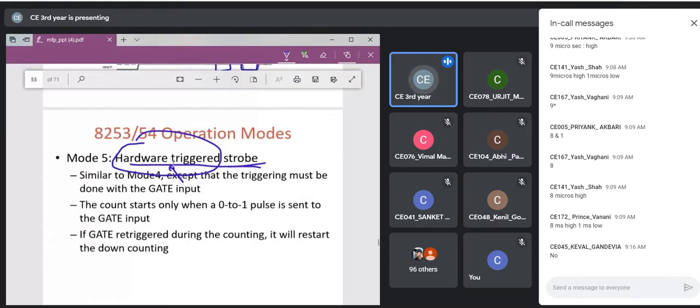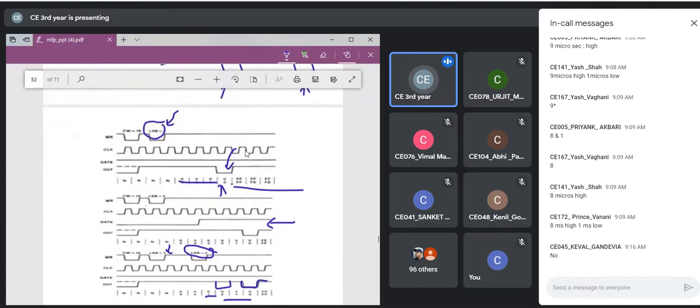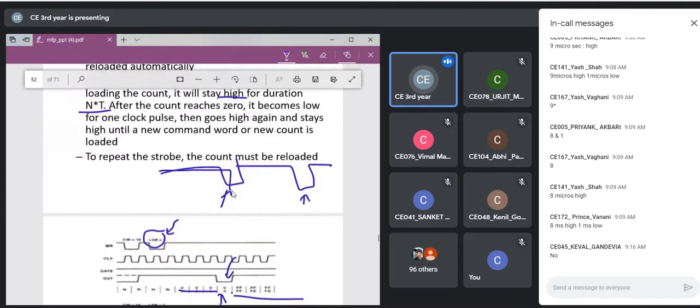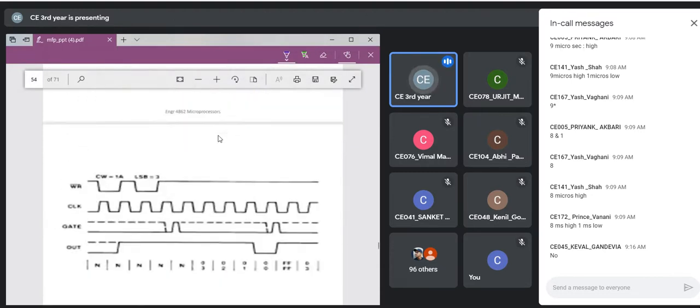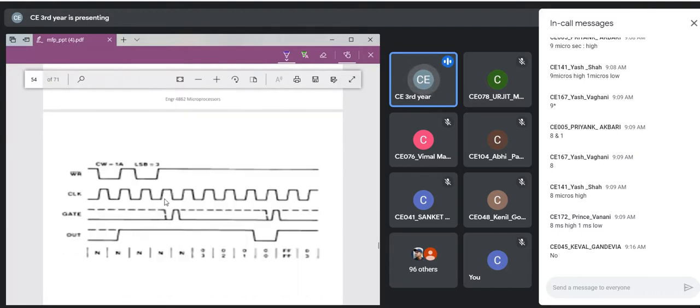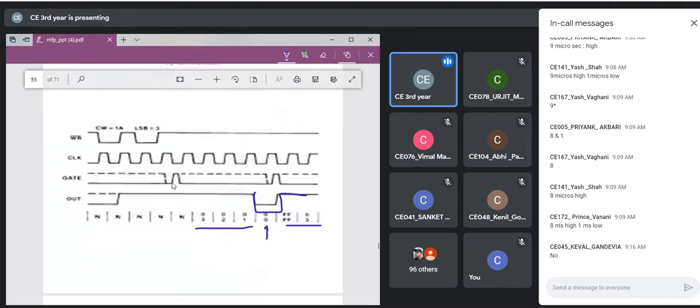So here, can you understand what is happening? You must be generating this kind of signal when you are getting triggered. That is the meaning. So it is simply mode 4 with the trigger. What was mode 4? As soon as the count is written, it will go high for n pulses. On the 0th pulse, it will go low, and it will not repeat itself. But this operation will take place not as soon as you write the code, but as soon as you trigger it.